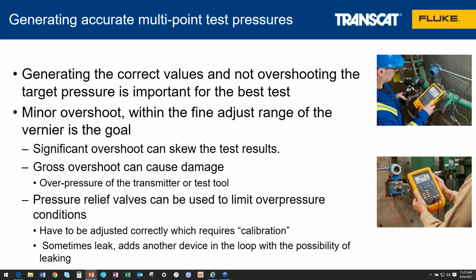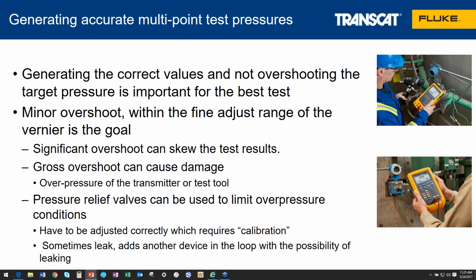So generating values and not overshooting the target pressure is ideal for the best result. You don't want to grossly overshoot and induce hysteresis when you're looking to verify a device's linearity in an ascending test. So a minor overshoot within the fine range adjust of a vernier is typically okay, but significant overshoot can skew the test results, and gross overshoot could potentially damage the transmitter that's being tested or the test tool that you're generating the pressure into.